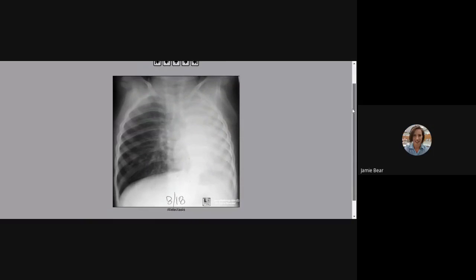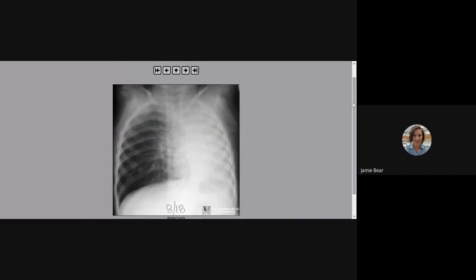There we go. So when you're looking at it, you're going to say, oh, well, this is my left and my right. However, you have to remember that you're looking at the patient's anatomical. And so this is the patient's left side, and this is the patient's right side.